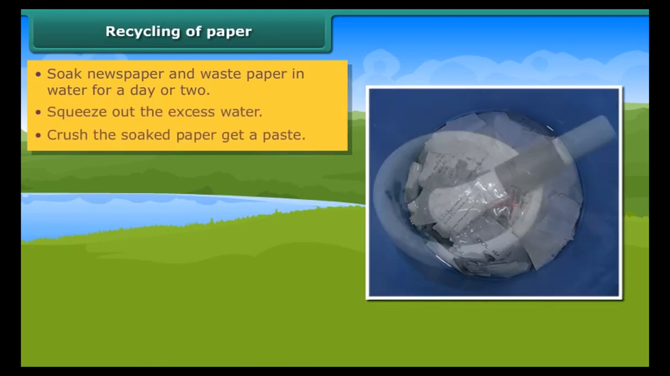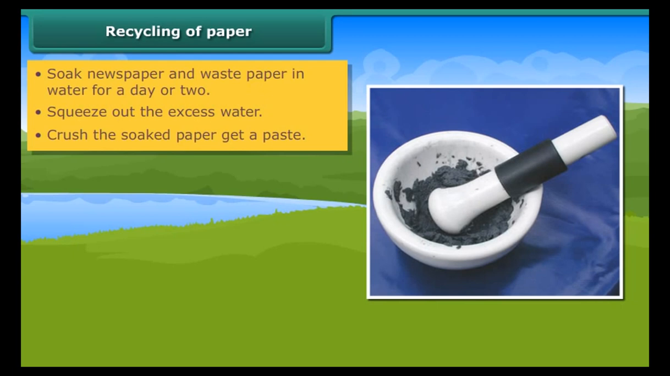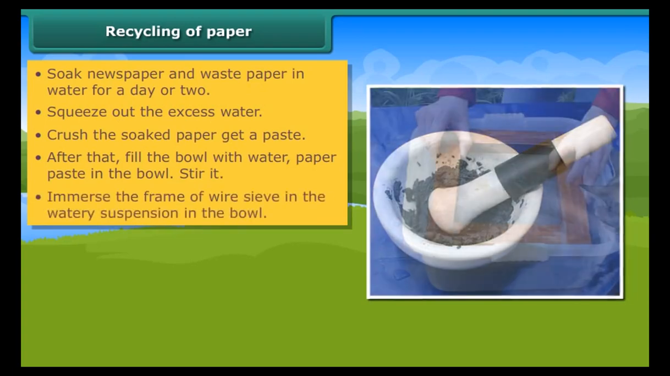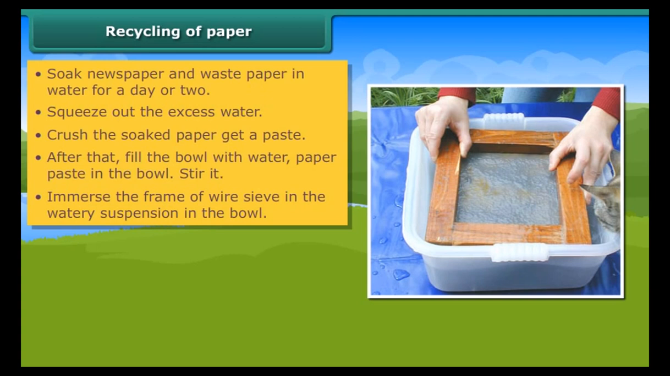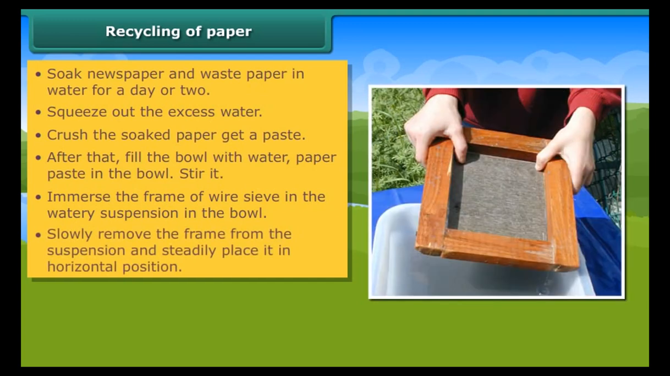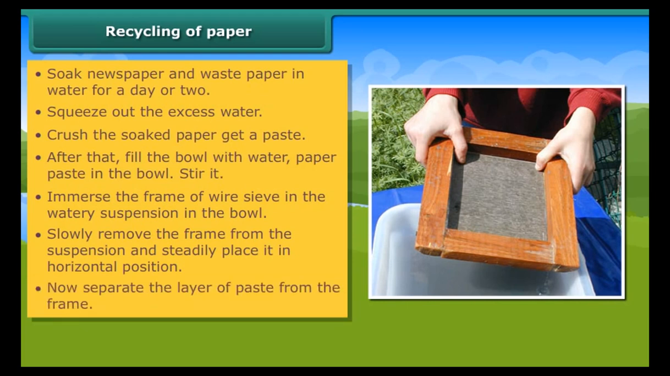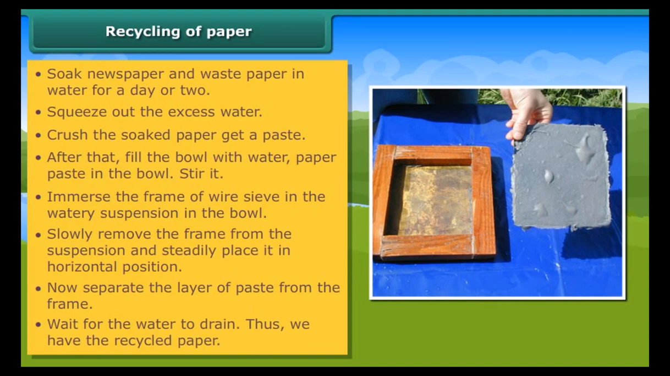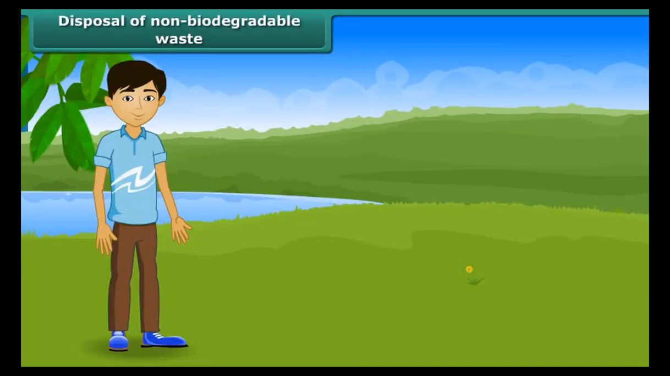Squeeze out the excess water. Crush the soaked paper to get a paste. After that, fill the bowl with water. Put the paper waste in the bowl and stir it. Immerse the frame of wire sieve in the watery suspension in the bowl. Slowly remove the frame from the suspension and steadily place it in a horizontal position. Now separate the layer of paste from the frame. Wait for the water to drain. Thus we have the recycled paper.